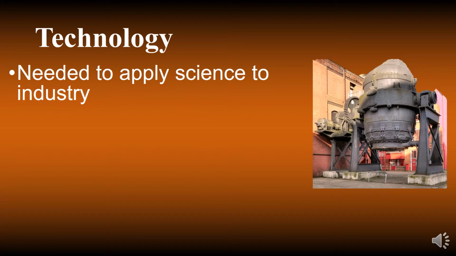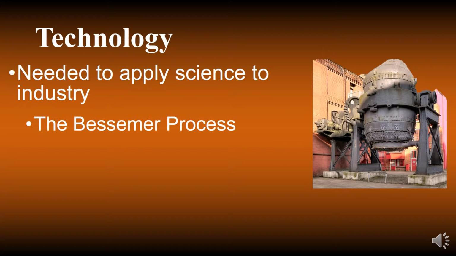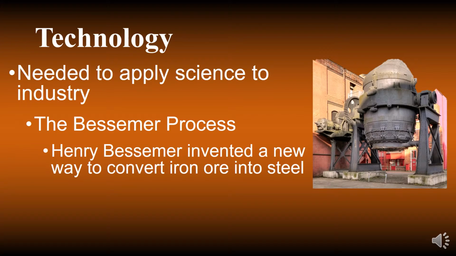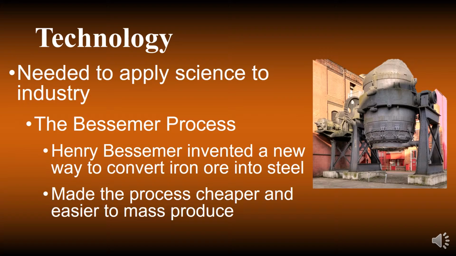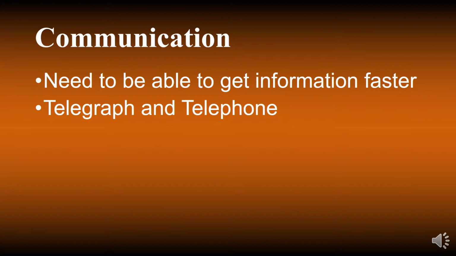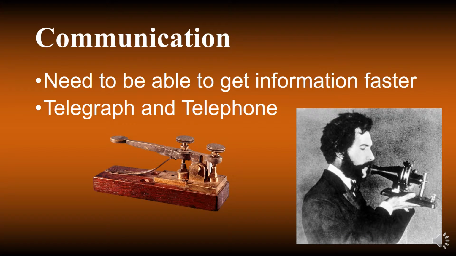You also need technology. You need to apply science to industry. An example of this comes with the Bessemer process. Henry Bessemer invented a new way to convert iron ore into steel, which made the process much cheaper and much easier to mass produce. This revolutionized the steel industry and made it so people could make it much faster and much more effectively. You also need communication tactics. You need to be able to get information faster, and you need to be able to use technologies such as the telegraph and the telephone to communicate.